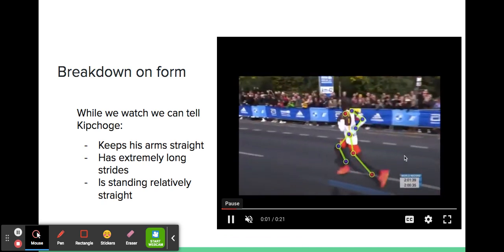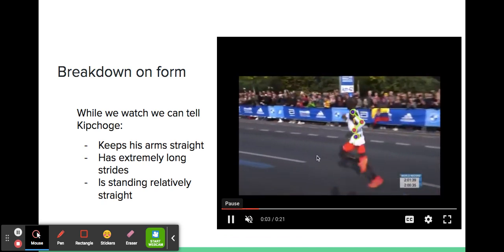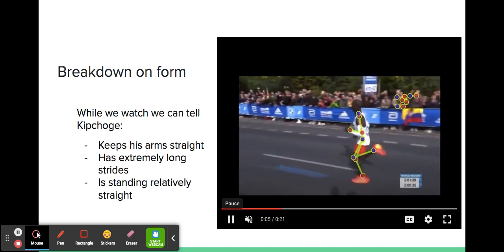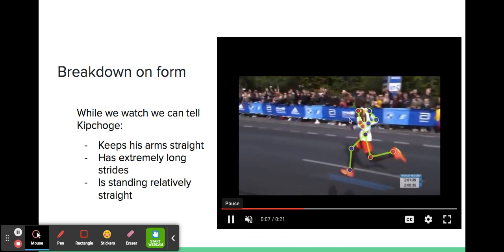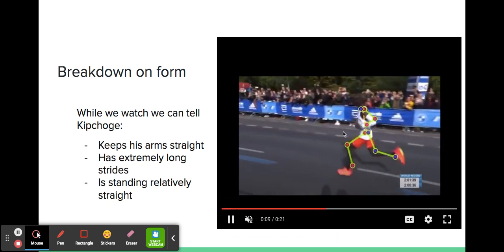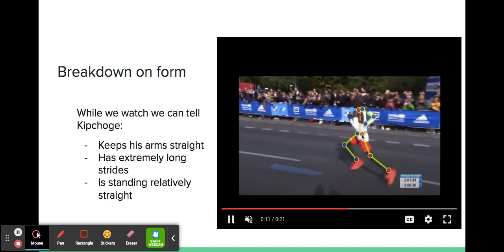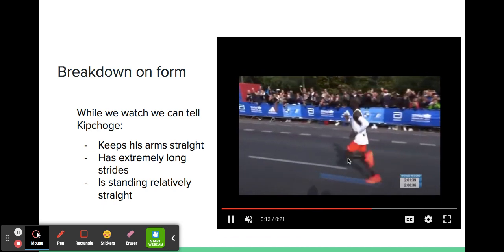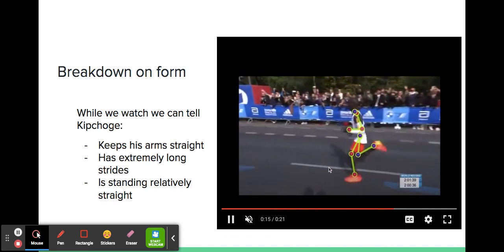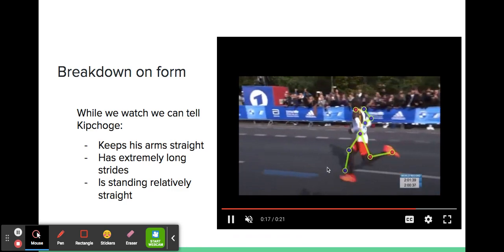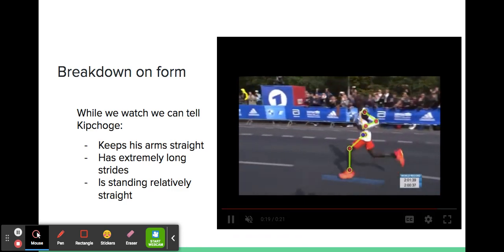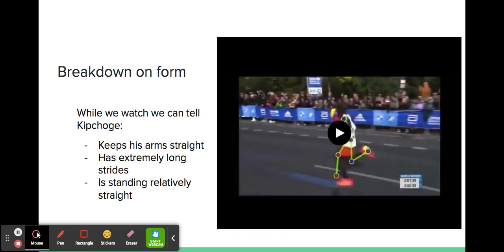Okay, so a little breakdown on his form. This is a really low quality video, but my motion analysis app shows just how he keeps his arms really straight. There's no overlap with his torso. He has huge strides, and that's what's making him move so quickly. And also, he's standing pretty straight up. Also, his legs are bending a lot, which is creating that long stride.